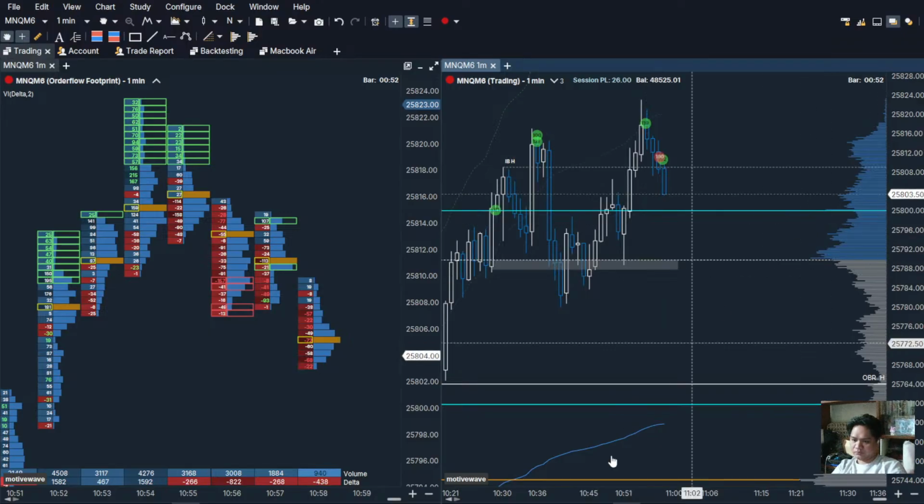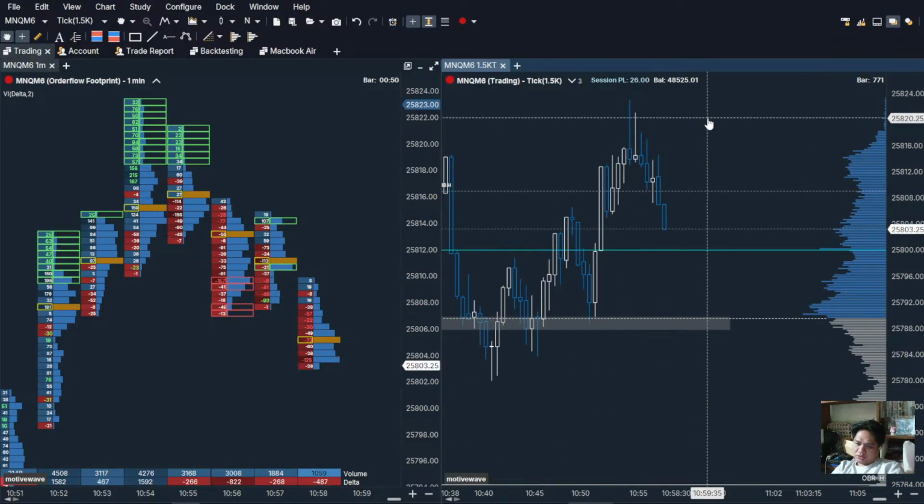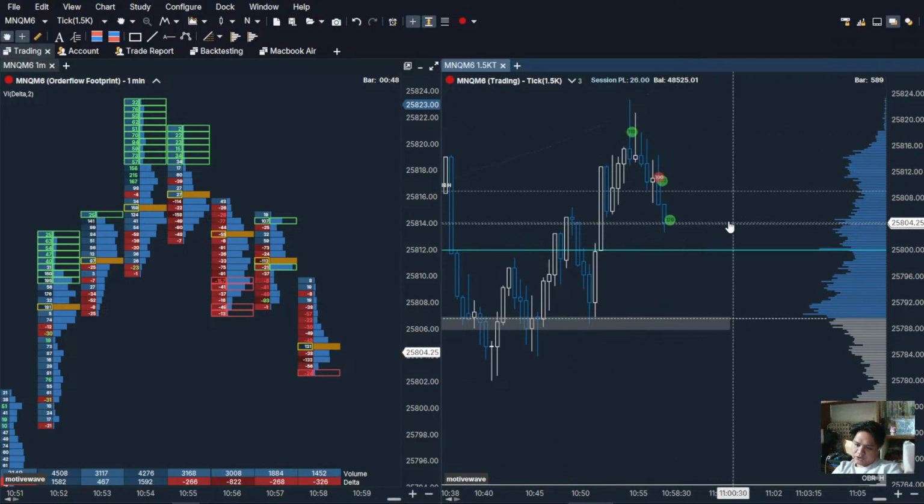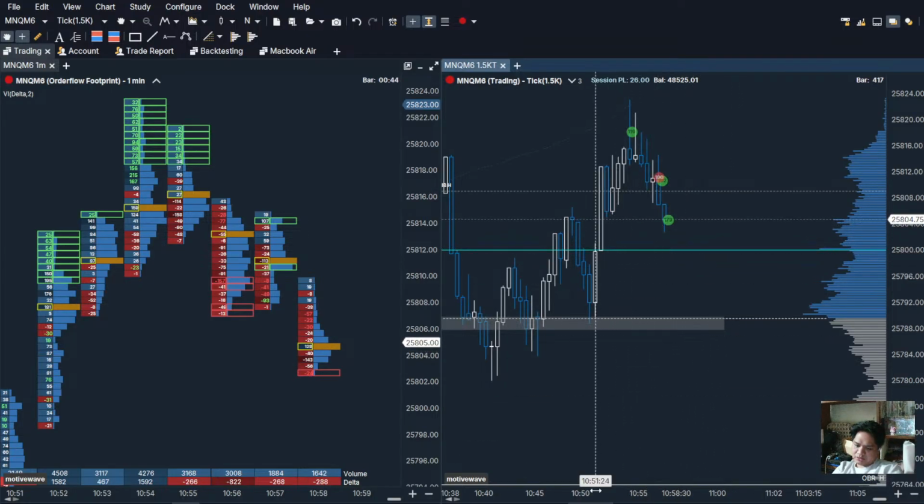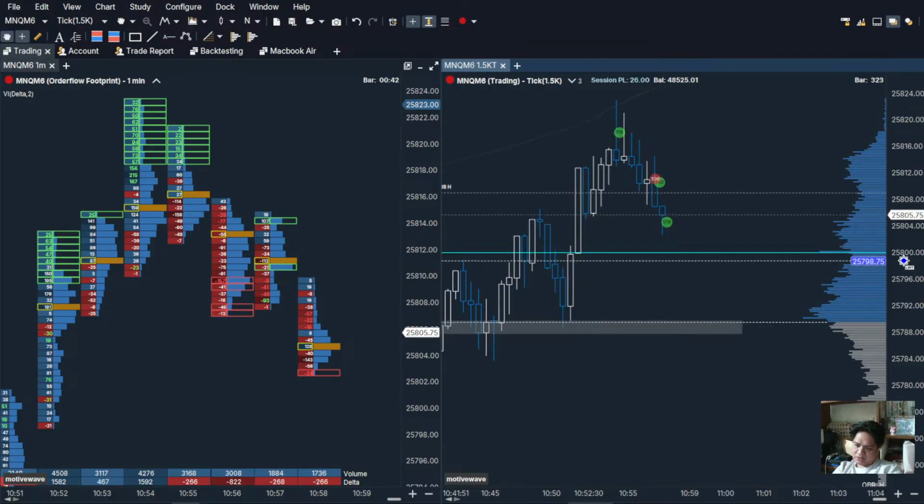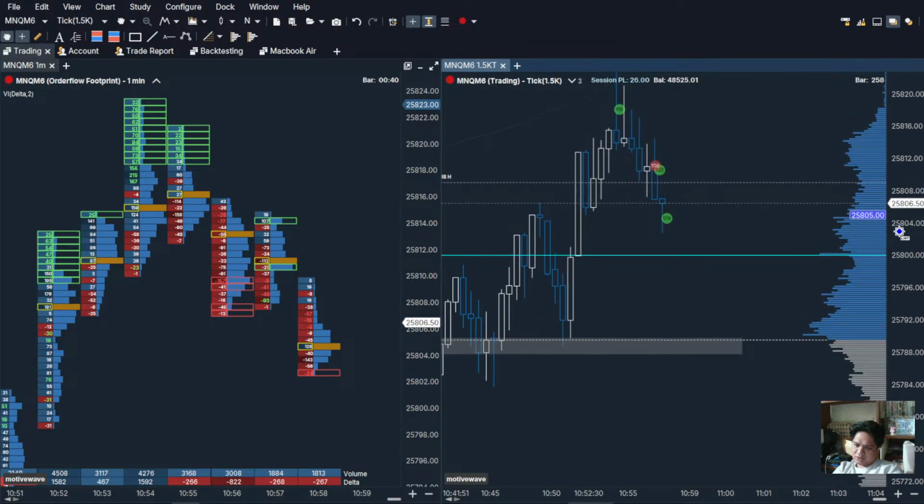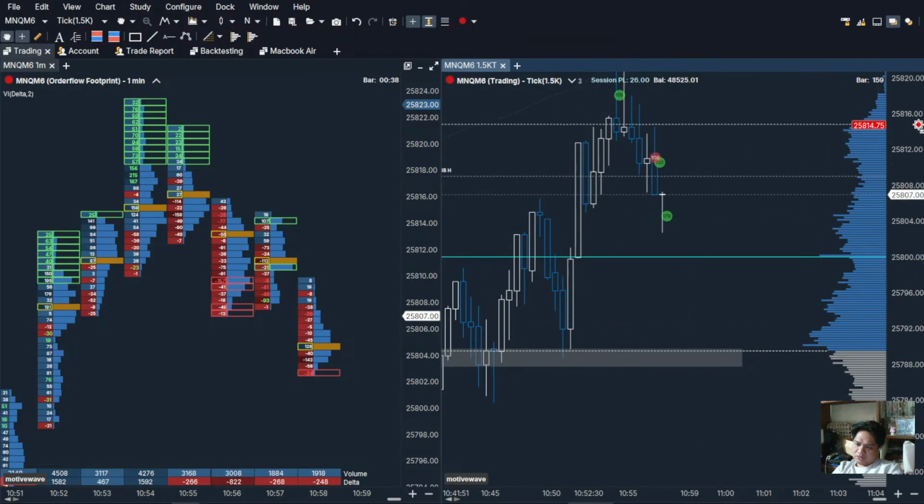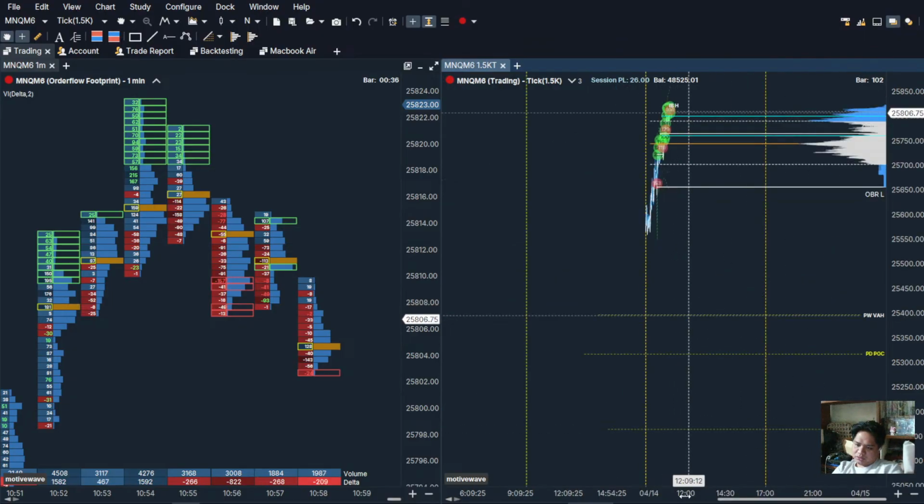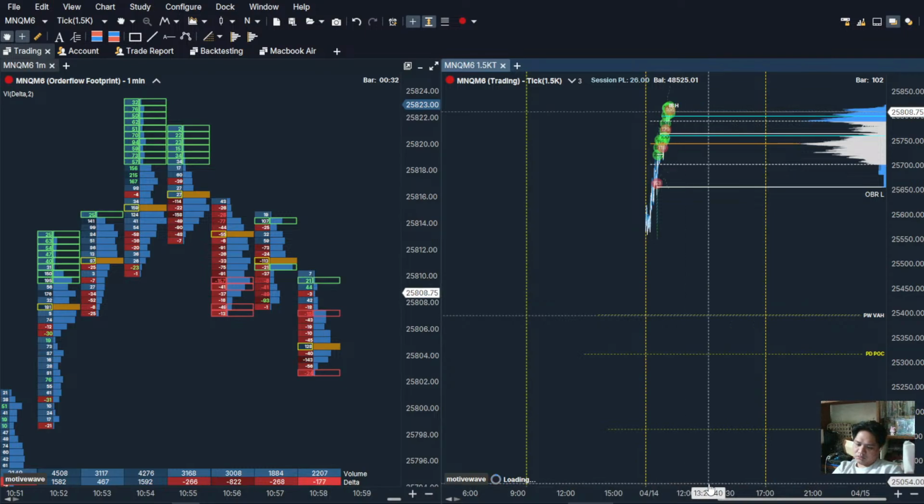So here we go. Drop down to 1.5 tick chart. See if we can find our buys. Step it in, step it up. That's the area it wants to go up from. It's annoying.